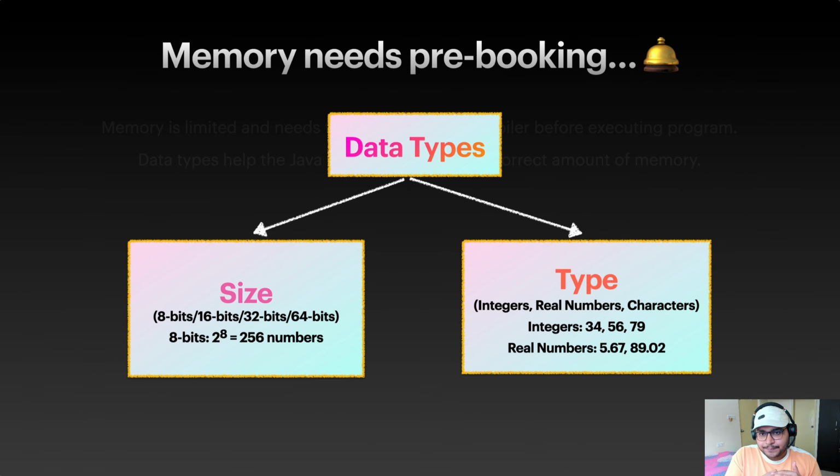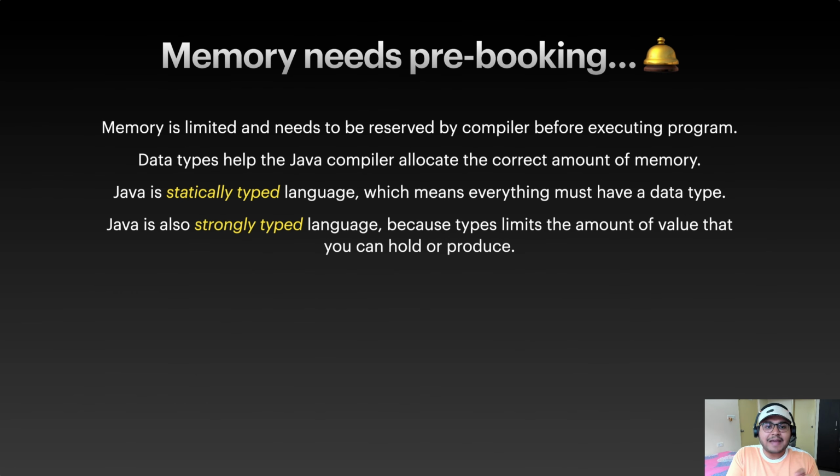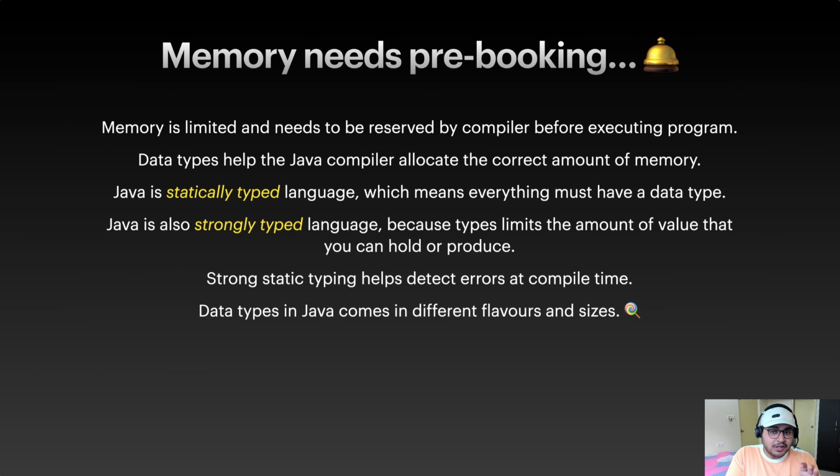The second is type, as to what kind of data you can store inside that memory, like integers, floating point numbers, characters, or references to other objects. All of this helps Java limit the type of operations that you can perform on that data. For example, division is applicable only to integers and floating point numbers, but not to strings and characters. These characteristics make Java a statically typed and strongly typed language. Strong static typing allows errors to be detected at compile time.